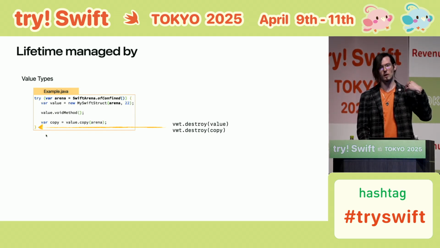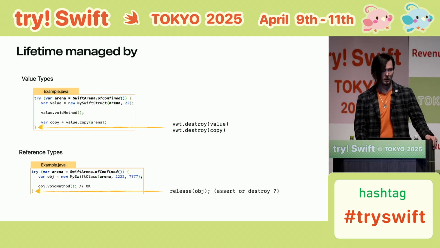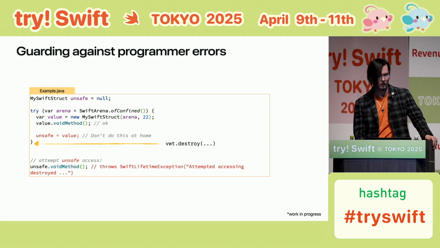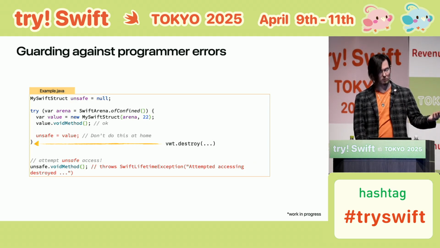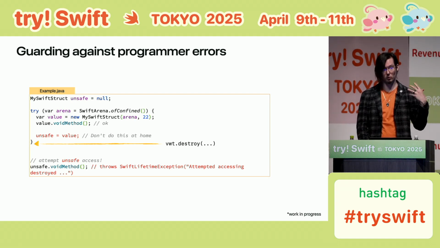So we have predictable memory management, even though Java technically is a GC language, right? But using this pattern, we can have predictable exact memory management. The same is for value reference types. Next up, guarding against programmer errors, we can protect you from making mistakes. We can protect you from calling methods on memory which has been deallocated, right? Very important. We want to retain memory safety.